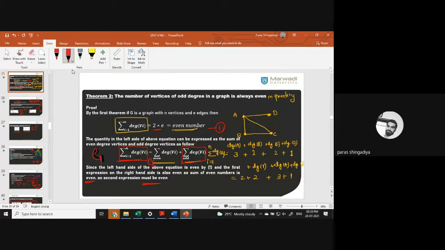Clear? There is no such numerical example that will be there in the exam. This type of theorem will be there in the exam.